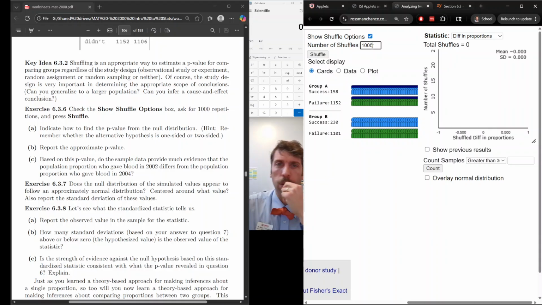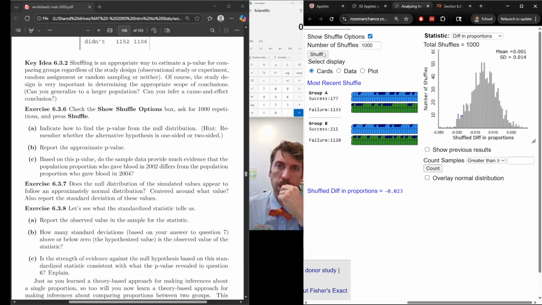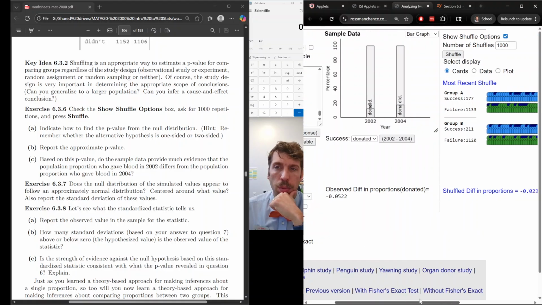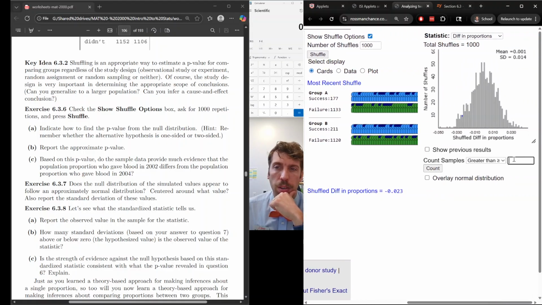And so we'll do that. Okay. So now my observed difference, different from yours, is negative 0.0522. So we'll come over here and enter negative 0.0522. Indicate how to find the p-value, so this is what we do.